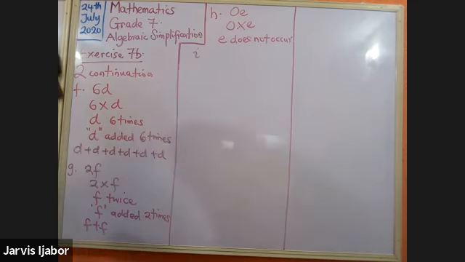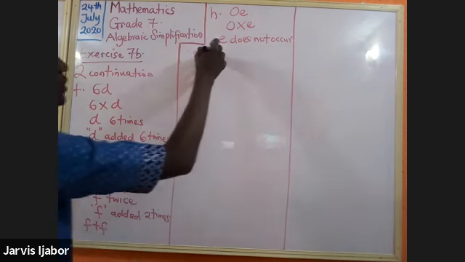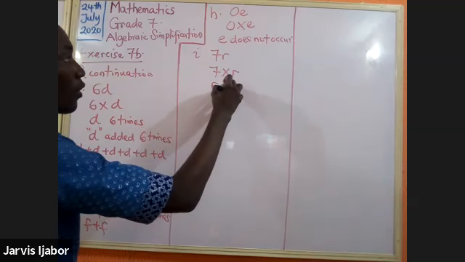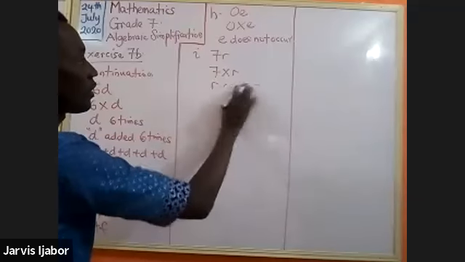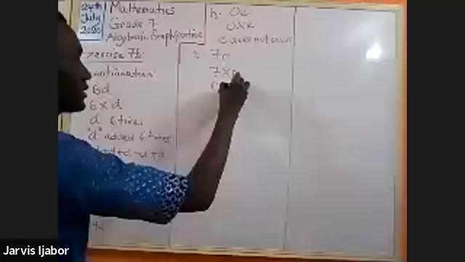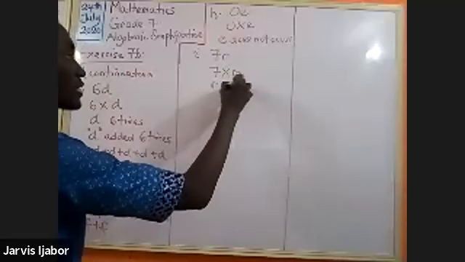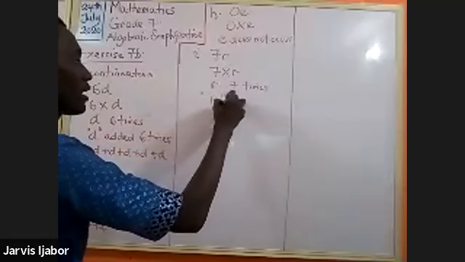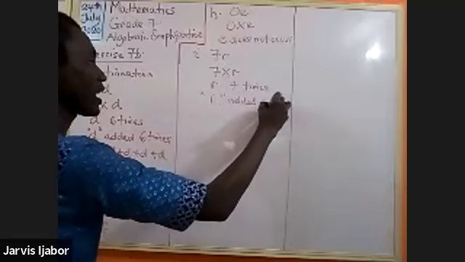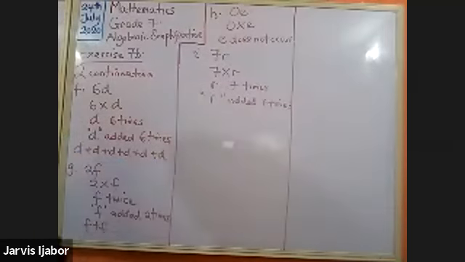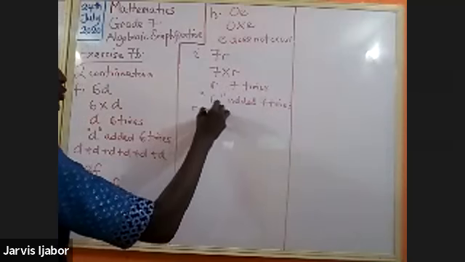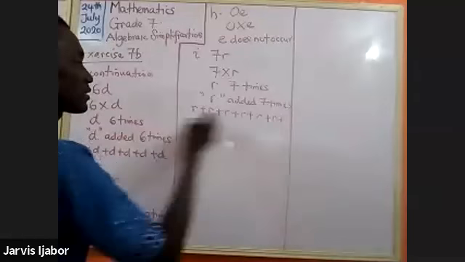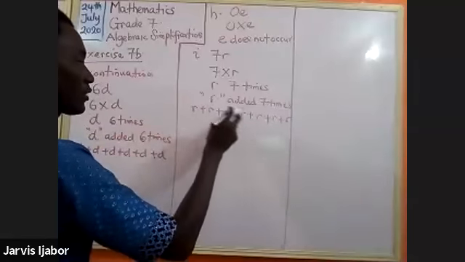H, I, 7 arrow, which means 7 times arrow. Arrow occurs. Arrow added. Arrow 7 times. Arrow added 7 times. Or we can say arrow plus arrow, 2, 3, 4, 5, 6. 1, 2, 3, 4, 5, 6, 7.